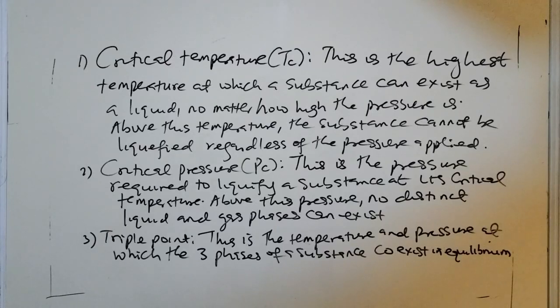Then we go to the third point, which is called the triple point. This is the temperature and pressure at which the three phases of a substance coexist in equilibrium.